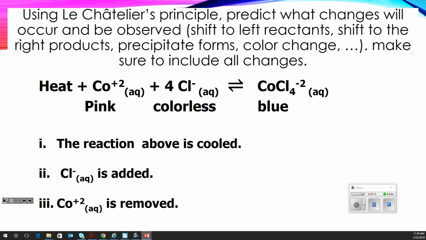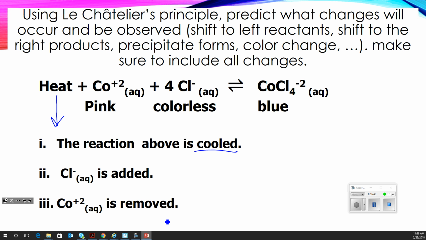Okay? All right, so these are the kinds of things that she's going to be doing. She's going to be giving you an equation that has colors with it and asking you what color the solution is going to be if you do something. So don't let that throw you. Do the same thing that we've just been doing and go from there. So the reaction above is cooled. We'll use blue because it's cooled. That means I'm taking heat out. What color am I going to see on the reaction?